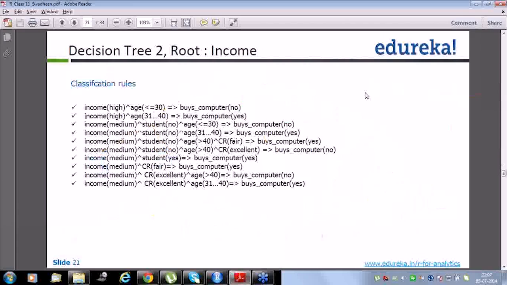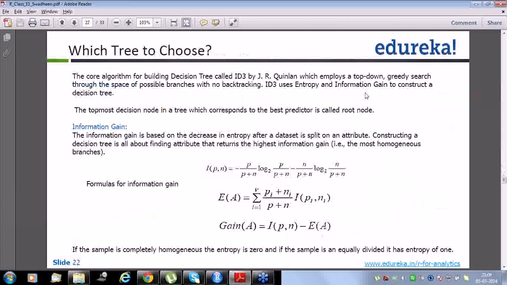Okay, so we have a classification rule on decision tree 2 where the root is income. Okay, which tree to choose? That's a very important concept. Which tree?